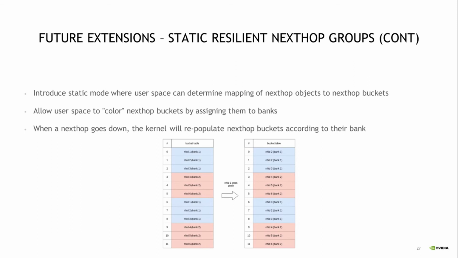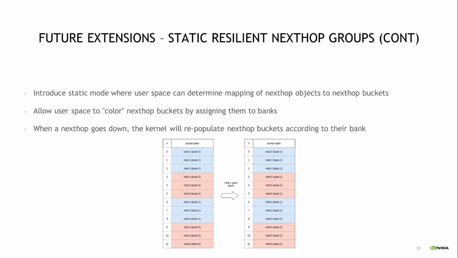Let's look at the previous example. So again, initially we have the same 6 logical NEXTHOPs that are evenly split between the 12 hash buckets. And you can see that the NEXTHOP IDs that belong to the blue group are annotated with bank number 1, and the red group has bank number 2. And now when a NEXTHOP ID goes down, the kernel will only try to repopulate it with NEXTHOPs that belong to the same subgroup, to the same bank.